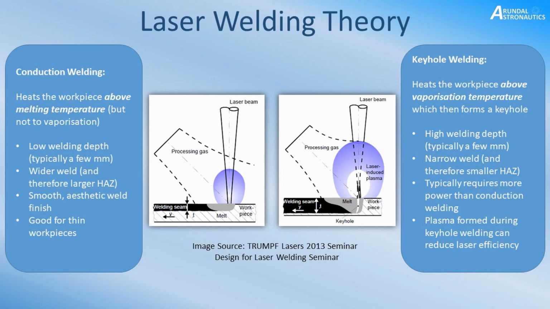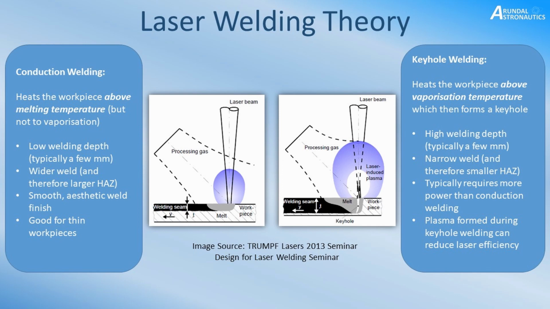Keyhole welding, on the other hand, is typically used when you have thick pieces of material that you want to weld together. The power density to achieve much deeper penetration in the weld requires a much smaller spot size for the laser, and therefore what you find is that the weld will typically be much more narrow than the conduction welding. As keyhole welding seeks to achieve raising the temperature of the workpiece so that it vaporizes, you typically also require more power than conduction welding.